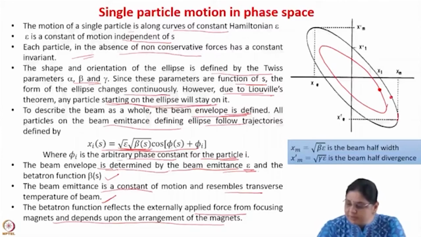So in this ellipse again, this is the maximum beam size, where this is the outermost ellipse, and this is the maximum beam divergence. Again, this is the outermost ellipse. So all other particles lie on concentric ellipses inside this outermost ellipse.